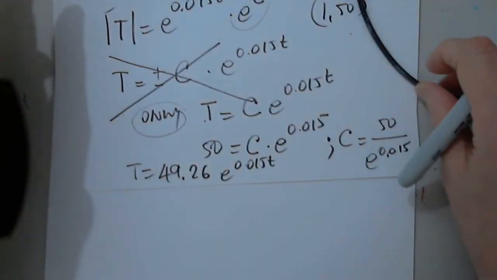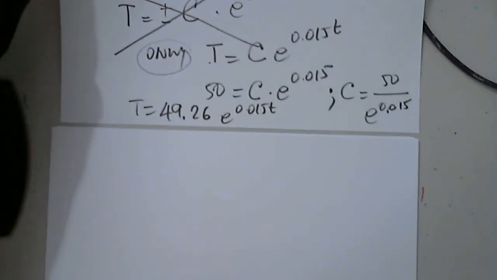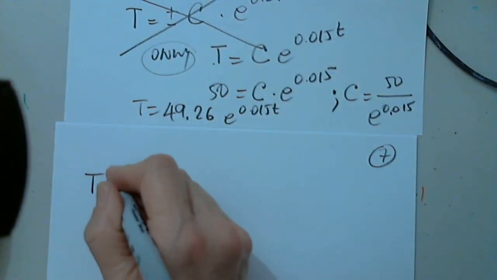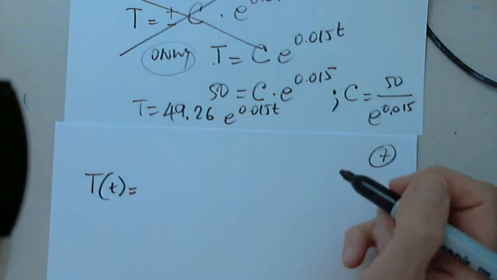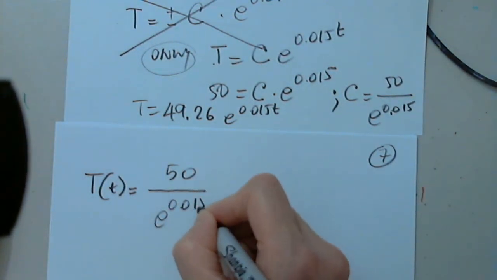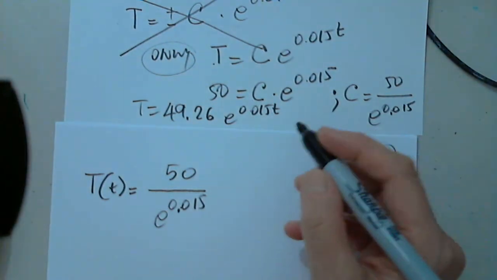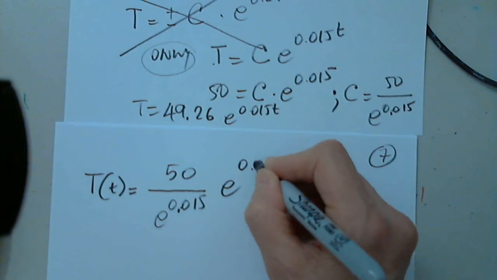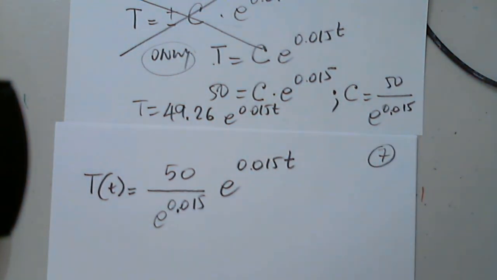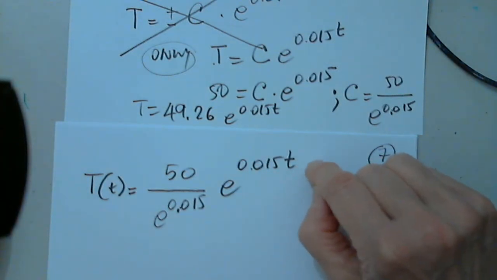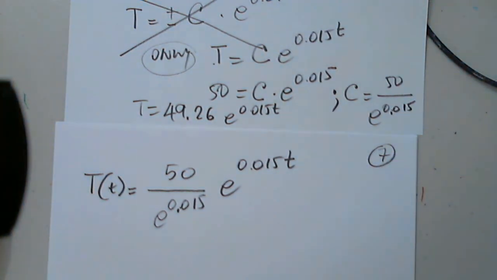If you want it to be exact, you will not even approximate that. So you're just going to write T of t is a function that has a constant 50 over e to 0.015 in front times e to 0.015t. You can even write this as this minus 1 if you want to condense it.